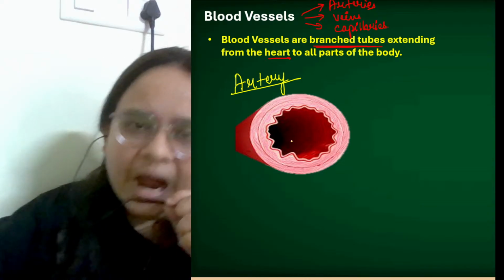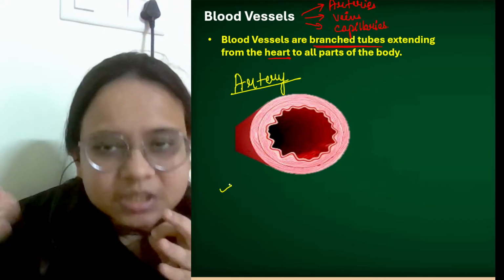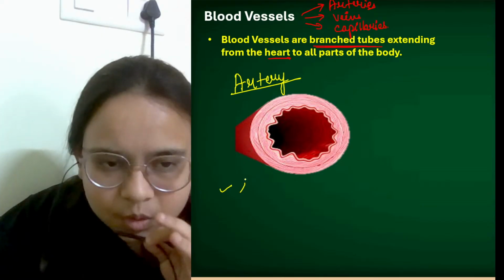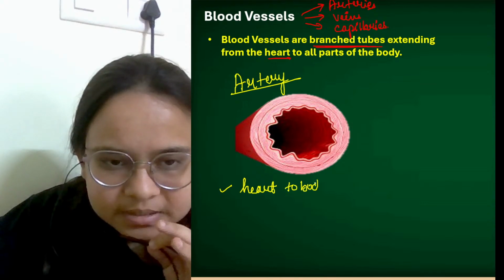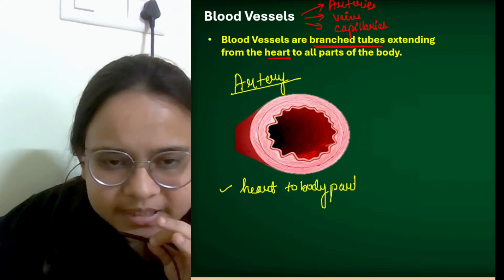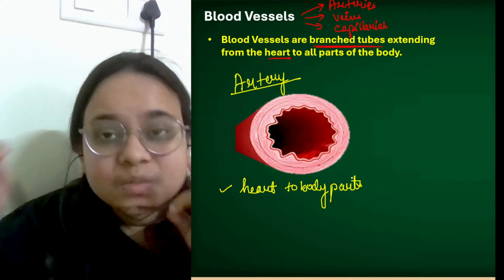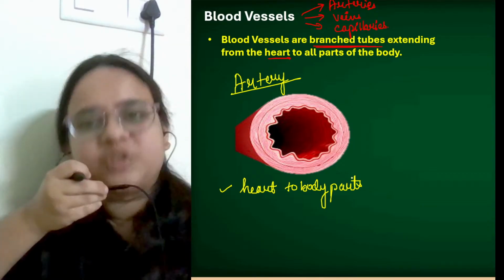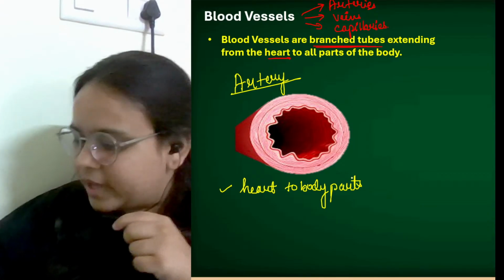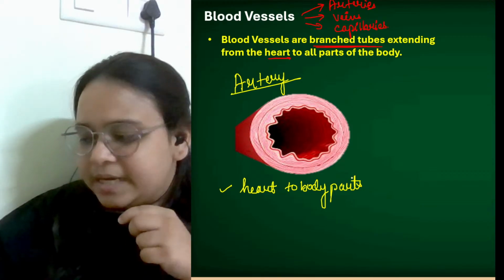The first thing: all the arteries in our body always emerge from the heart. It goes from the heart to the body parts. Whereas veins proceed from the body parts toward the heart.